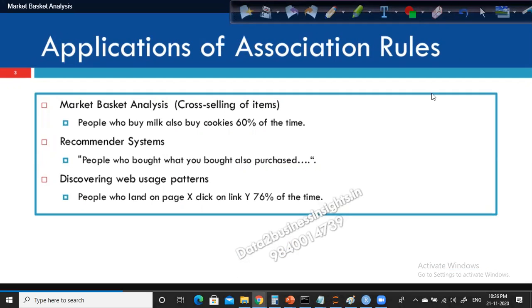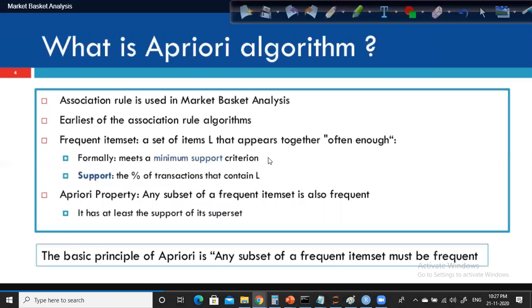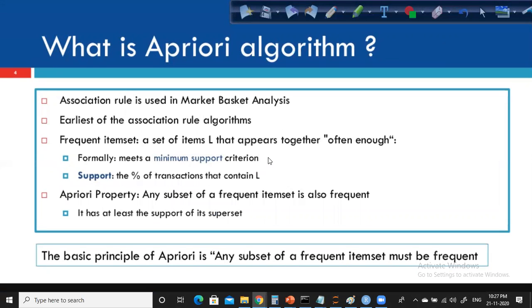The applications of association, you can use it in market basket analysis and recommender systems. People who bought this also purchased that, discovering web usage patterns. In the case of Instagram, you would have followed some of your favorite celebrities, and since you followed this celebrity, you may also like to follow this celebrity, right? Some kind of recommendation it makes everywhere. Here the association rule is used, and we have something else called collaborative filtering. We'll discuss it later, I'll also cover it, don't worry. To implement the association rule, we have the Apriori algorithm. The Apriori algorithm, an association rule, is used in MBA, market basket analysis.